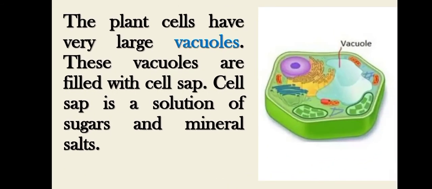The plant cells have large vacuoles. These vacuoles are filled with cell sap. Cell sap is a solution of sugars and mineral salts. The animal cells either do not contain vacuoles or contain several small vacuoles. The animal cells do not contain a large vacuole.